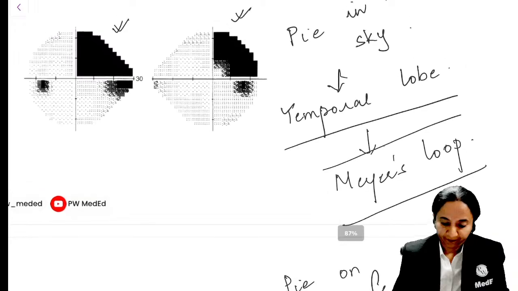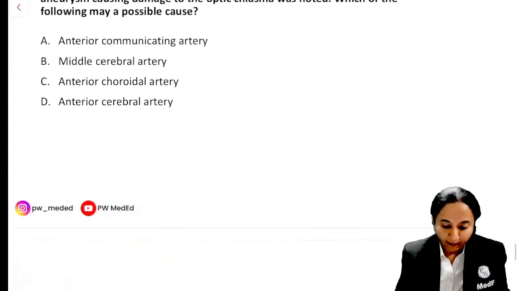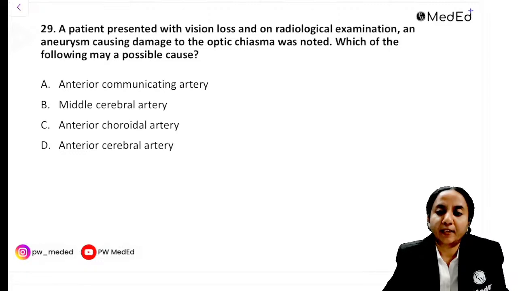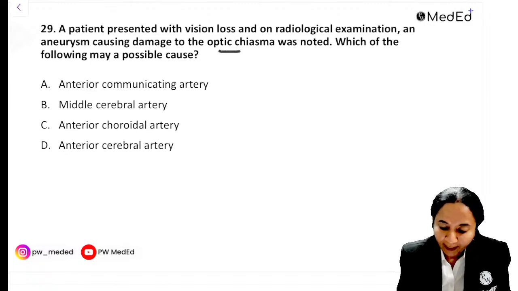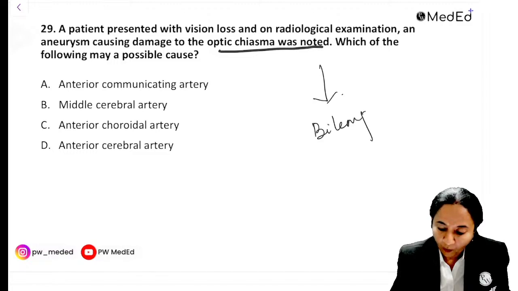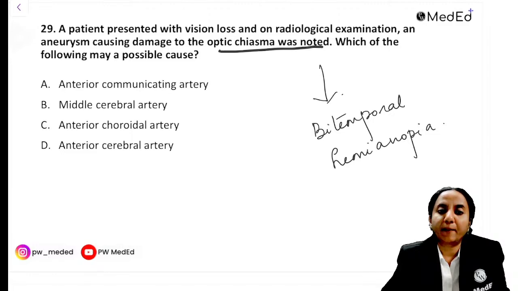Okay, now one question. Look at this question, taking our discussion forward. A patient has come with damage to the optic chiasma, so he must be having a bitemporal hemianopia. Which of the following can be a cause?